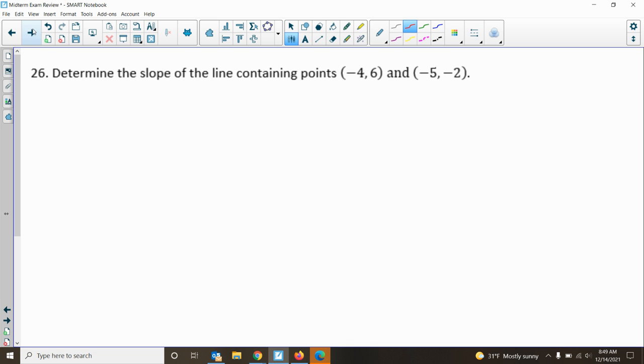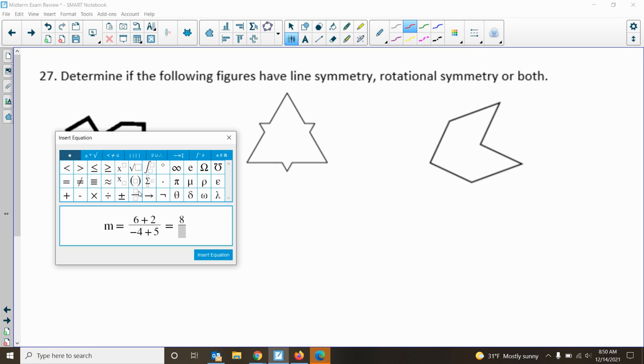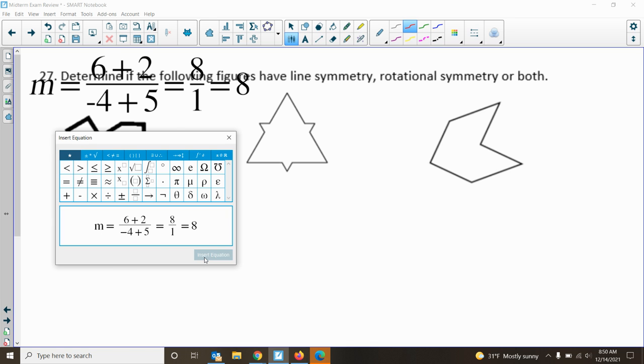26, determine the slope of the line containing these points. Think of difference in the y's over difference in the x's. Slope equals 6 plus 2 over -4 plus 5. Watch those negative signs. Let's see what we get here. 6 plus 2 is 8. -4 plus 5 is 1. And so we get a slope of 8.